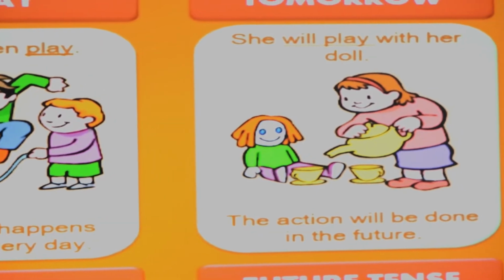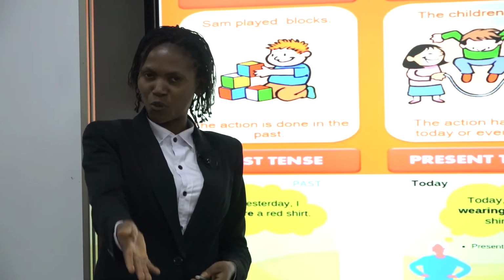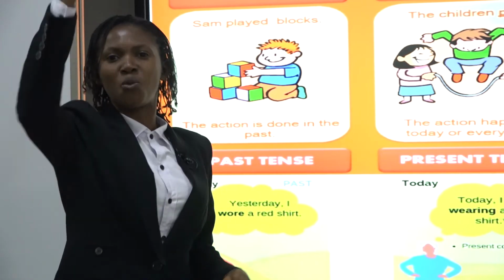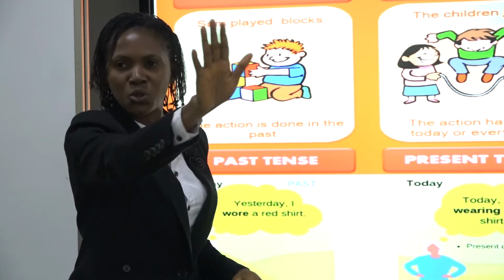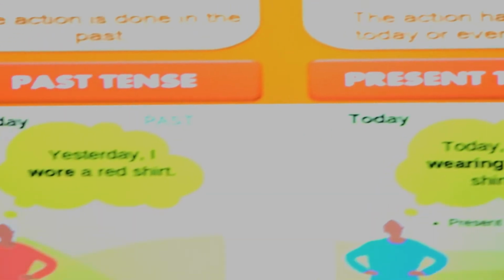Tomorrow, she will play with her doll. The action will be done in the future. You say tomorrow she will play with her doll. The action is something that is going to be done in the future, not something that has been done or even going on now. Then I have a question for you.